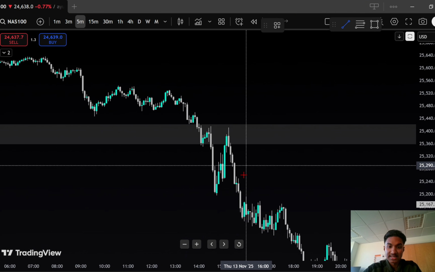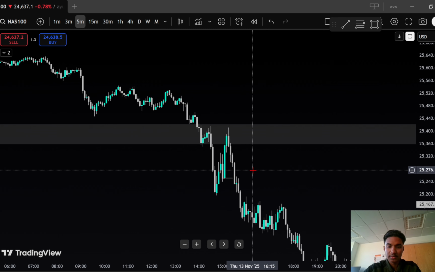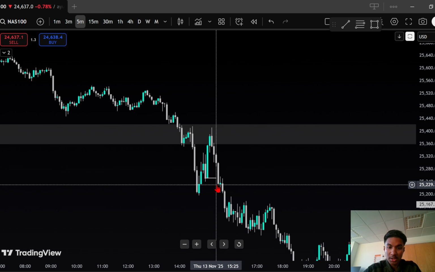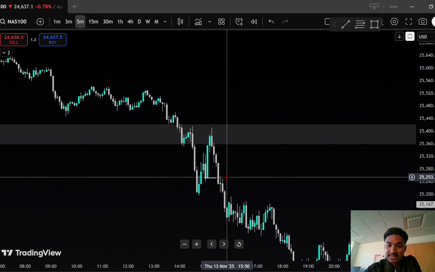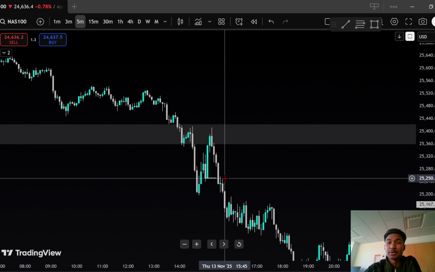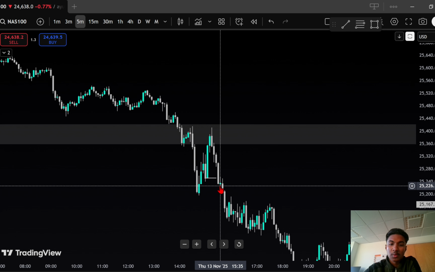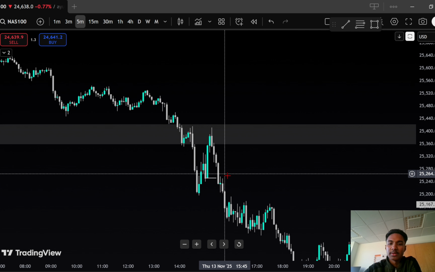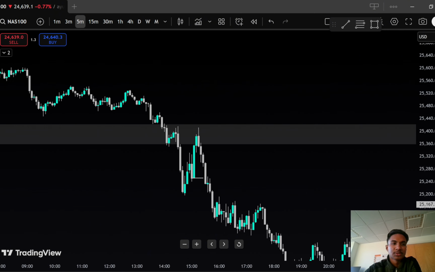Once I see the church, which is right here, I'll mark it out and then wait for a body closure. It's key that I need a body closure because wicks do the damage and bodies tell the story. I don't know where I heard that from, but you don't want it to wick below it, you want the body to close below it. That is the true church essentially.